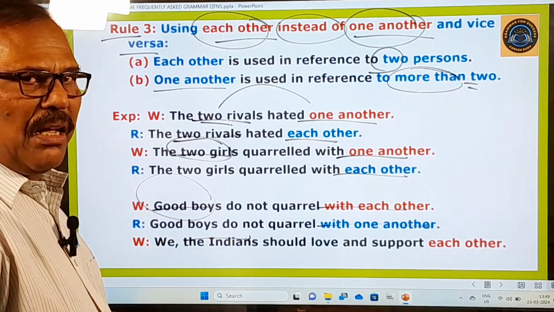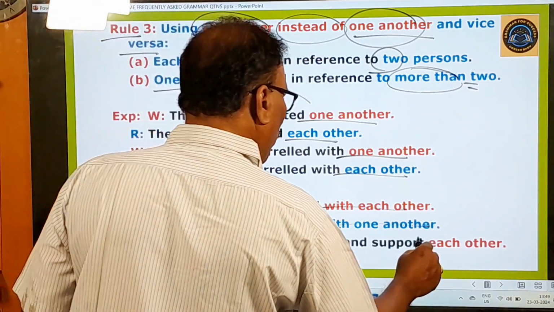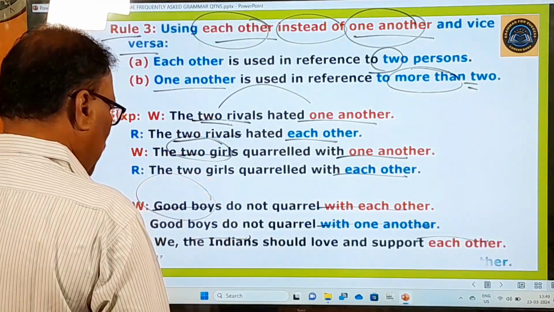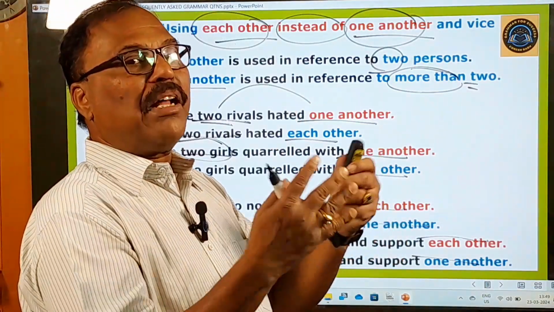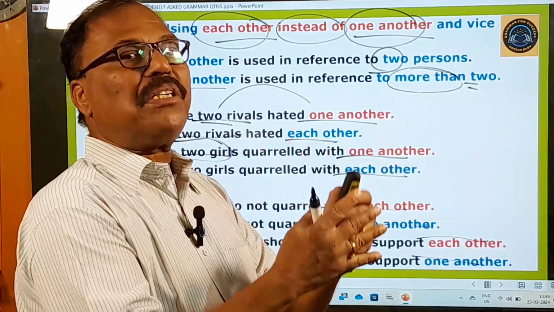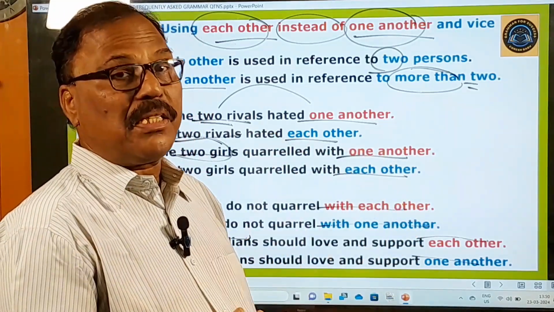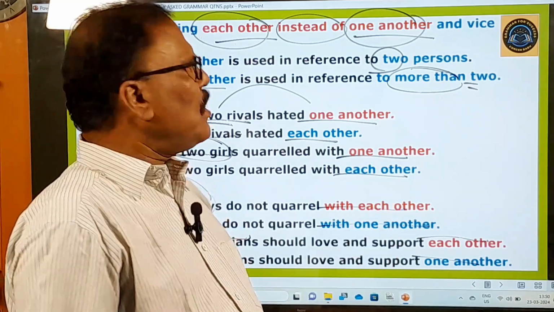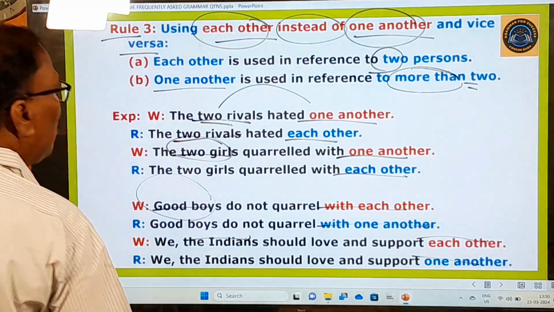And here, we the Indians, how many Indians are we? We are more than 100 crore Indians. "We the Indians should love and support each other" is wrong; we should say "one another." The Pandavas helped one another. The Pandavas supported one another. The Pandavas encouraged one another. Don't say "each other" because the Pandavas are five in number. So this point is also okay. Now let's move on to the next slide.